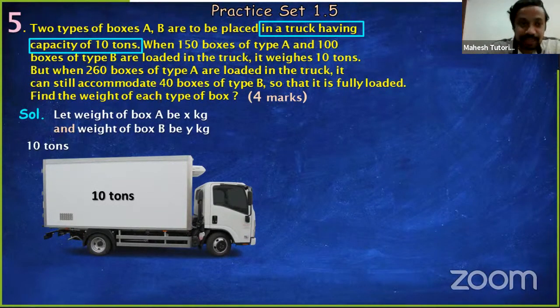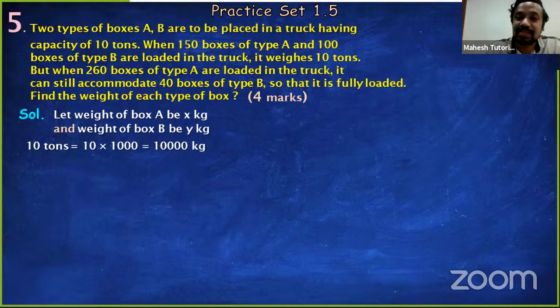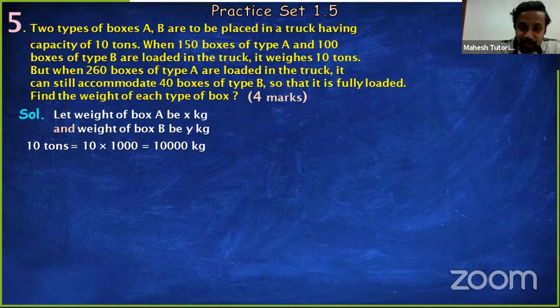To convert 10 tons into kg, we just have to multiply it by 1000. Once again, I repeat, to convert tons into kg, just multiply by 1000. So 10 tons would be equal to 10 into 1000, which gives us 10,000 kg. I hope this conversion is clear to everyone. Now, let us proceed towards the first condition.